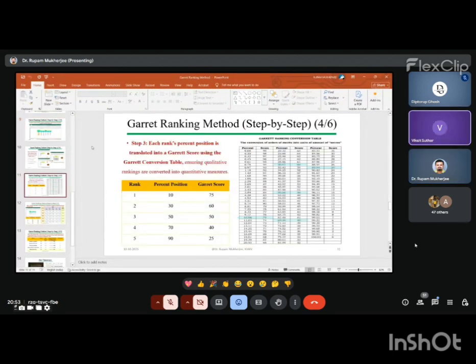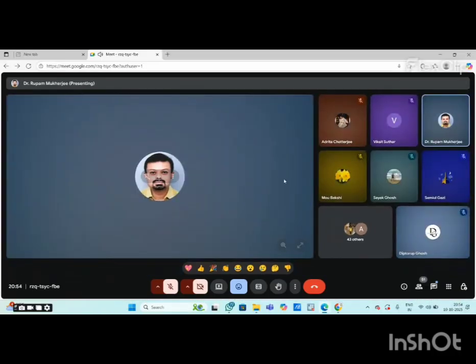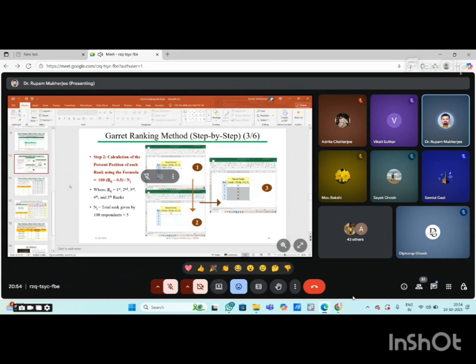Sir, I want to know why rank 5 has this 90% position. I am not able to connect with these things. Rank 5 is having this percentage position, whereas rank 1 is having 10%. Yeah, it's a very, very good question. You're saying that if anything is first ranked, its percent position is so low. If the rank is 1, the percent position should be very high, isn't it? This is your question?